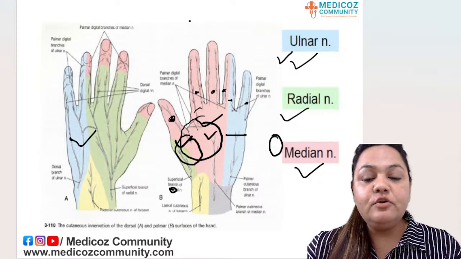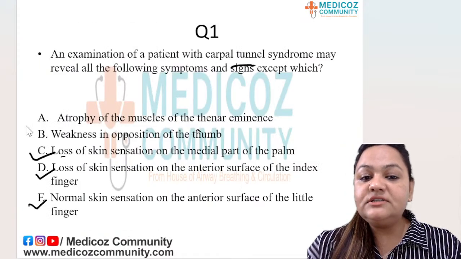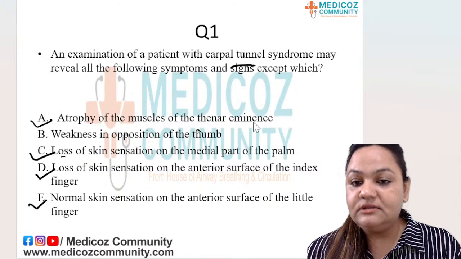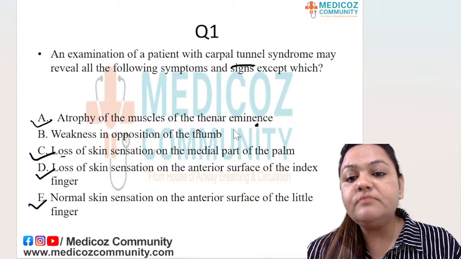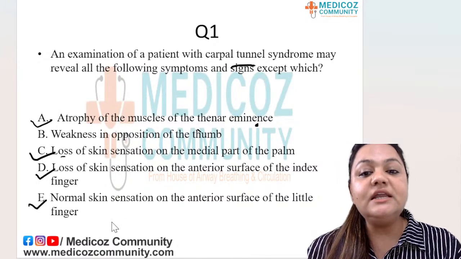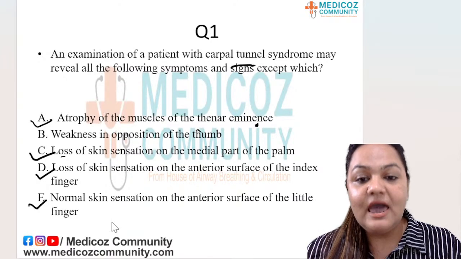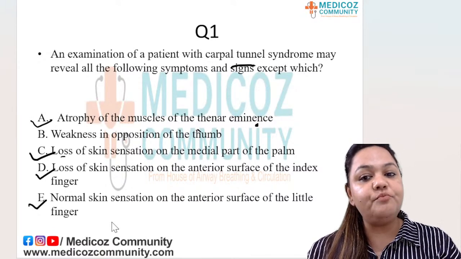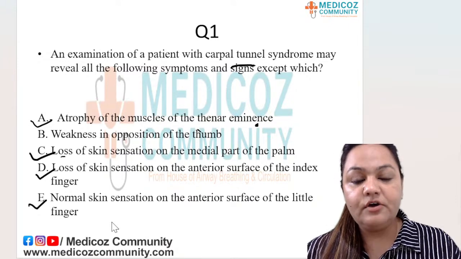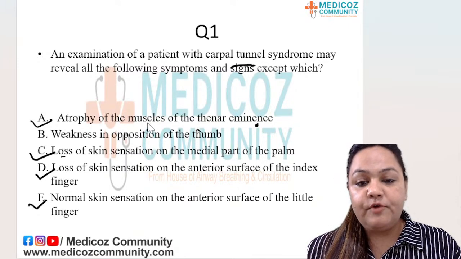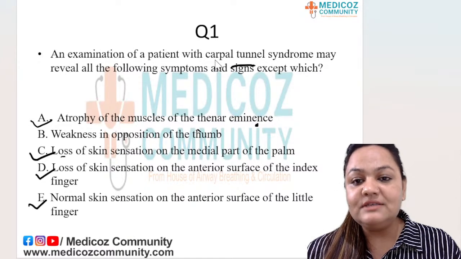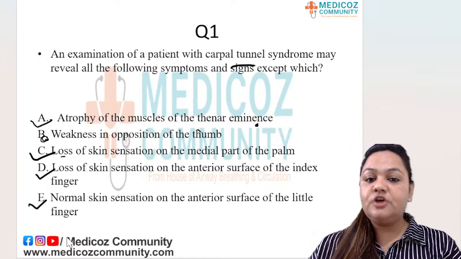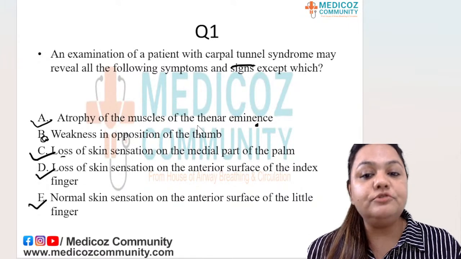Okay, now we will look into the options again. So what was the first option? That is option A, atrophy of the muscles of the thenar eminence. Obviously there will be atrophy of the muscles of the thenar eminence because the median nerve is getting compressed here. This thenar eminence is provided by the thenar group muscles, and these thenar group muscles are supplied by the median nerve. Now this is a correct point, related to carpal tunnel, which you can see as a sign and symptom in carpal tunnel syndrome. Then we have the next option, option B, which is weakness in the opposition of the thumb.